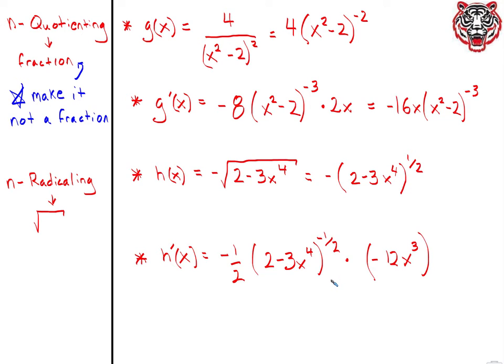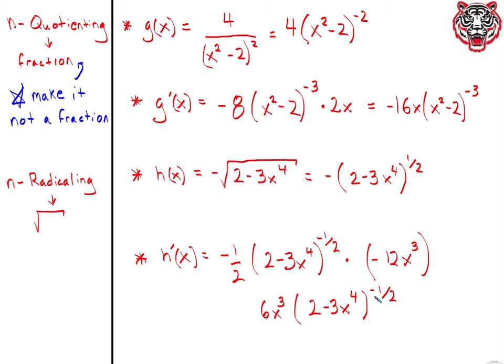So then multiply. It's 6x cubed, parentheses 2 minus 3x to the 4th, parentheses to the negative 1/2. All right, cool. And thank you for simplifying.